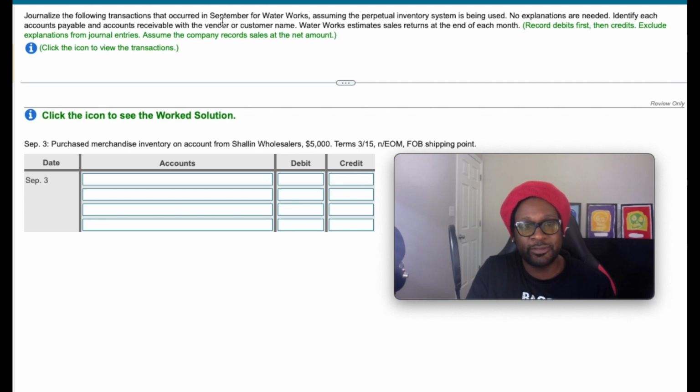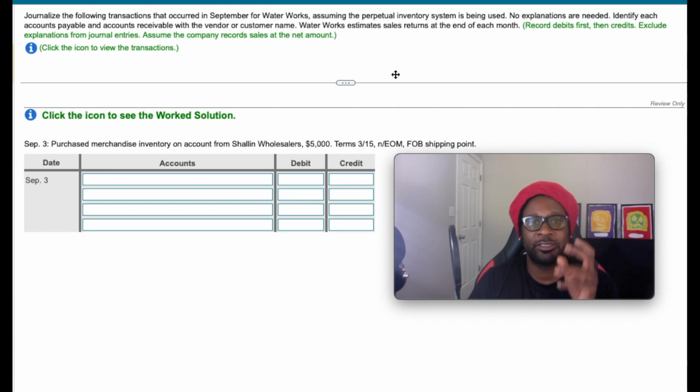So it wants us to journalize the following transactions that occurred in September for Waterworks, assuming a perpetual inventory system is being used. No explanations are needed. Identify, and estimate sales return at the end of the month. Alright, gang. So they want us to do some journal entries. So in this particular problem, we're going to journalize the selling side and the purchasing side of inventory, which is very critical for you to understand because the journal entries change significantly. So with that being said, let's rock and roll.